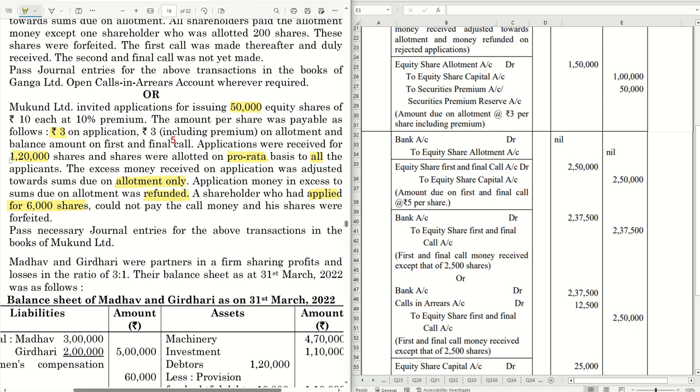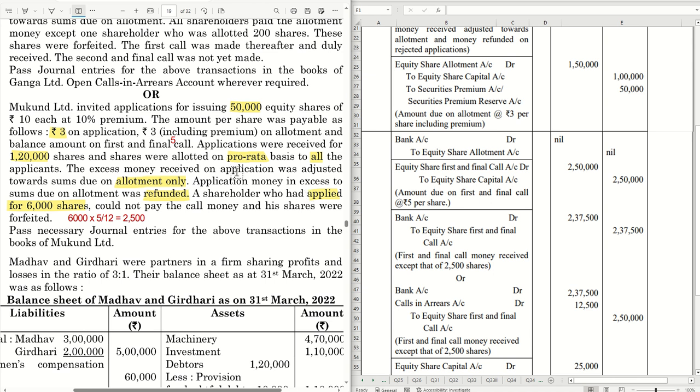So the ratio becomes 1,20,000 is to 50,000. That means 12 is to 5. Using this ratio, we will calculate how many shares were allotted to him. So 6,000 into 5 by 12, which comes to around 2,500. This is important. This is the trick which is hidden here.